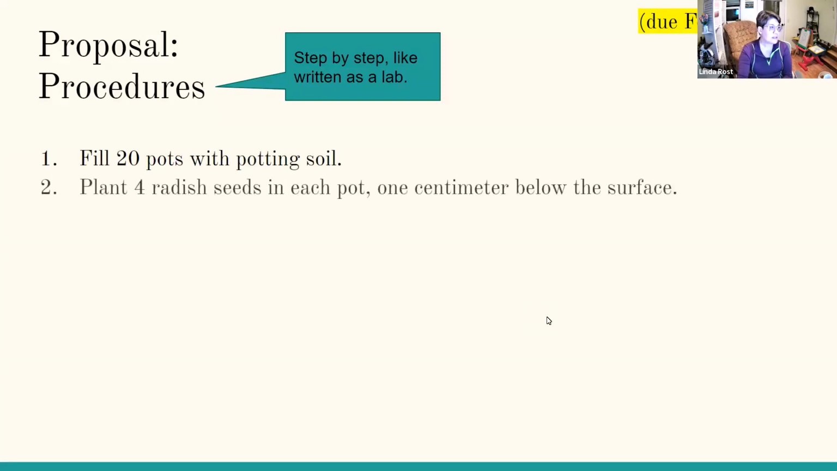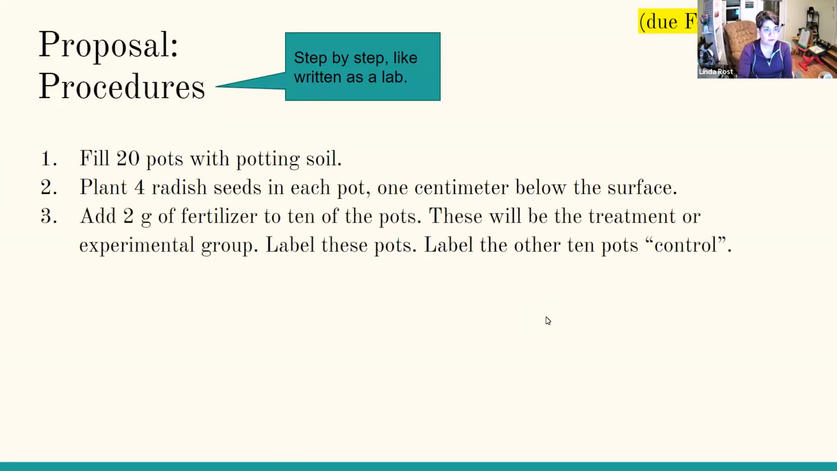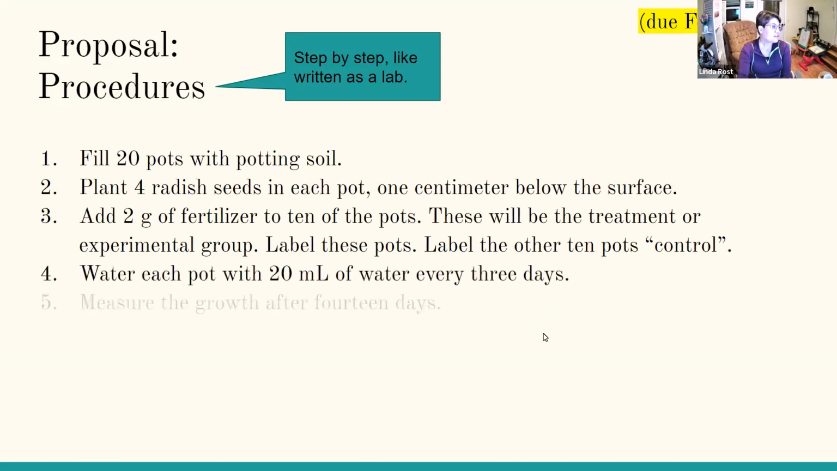So these are written step by step, as if you were following a lab that you might have done in high school or college. And you need to be really specific about what you write up. It should be so good that somebody else could pick up these procedures and do the exact same experiment and get the same results. So there are your procedures, and it doesn't have to be a certain number of steps, just put as many steps as you need.